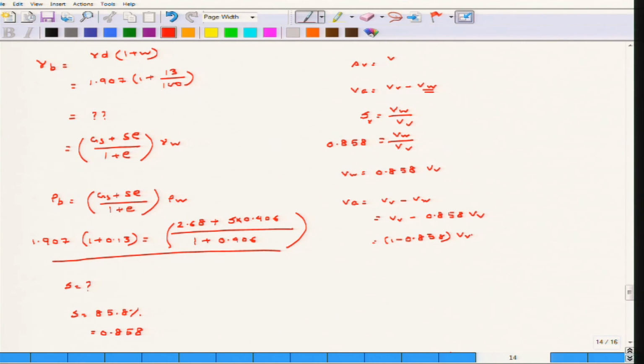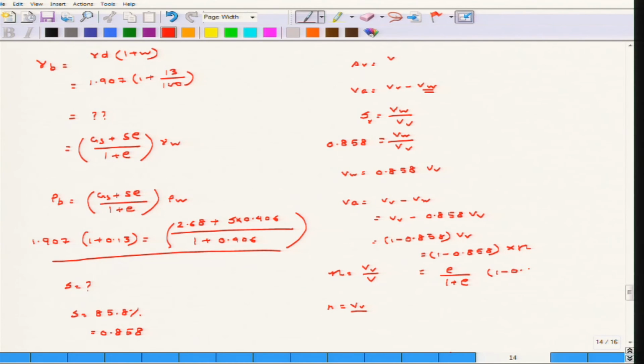Now, volume of voids you can find out from porosity itself, where porosity is equivalent to Vv by V, where you assume the total volume of the soil to be 1. So, the porosity itself is the volume of voids. This can be found out as 1 minus 0.858 into 1 into n. If you know the void ratio, from there you can find out the porosity from the relation e by 1 plus e.